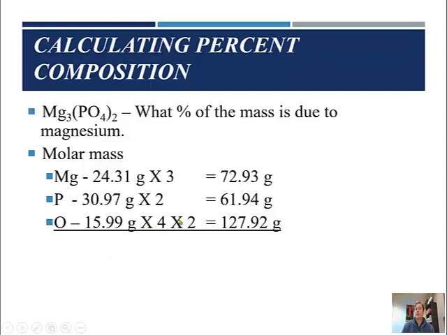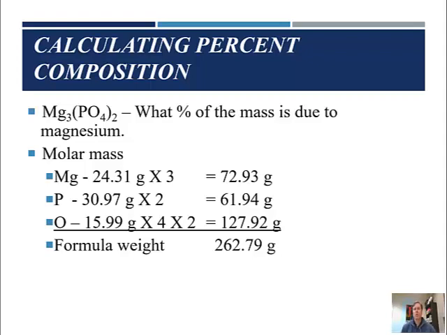I would just multiply it by 8. And then to find the molar mass, we write it all down. Now, when you are doing these problems, I really, really suggest that you write this all out like this. Why? Because the next step is much easier.